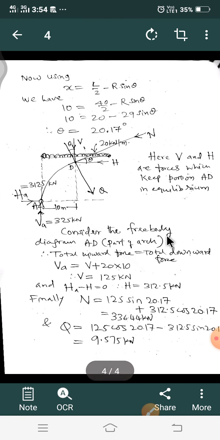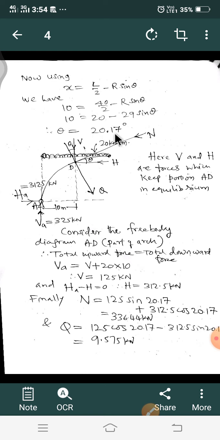So now let us calculate the value of theta here. Already we discussed in the beginning, x is equal to L by 2 minus R sine theta. Now here x is already known to us, that is 10 meters. At 10 meters I want to calculate N and Q values. So 10 is equal to 40 by 2 minus R sine theta. R is already calculated, 29 meters. So substitute all these values, you are going to get the value of theta. So you end up getting theta as 20.17 degrees.